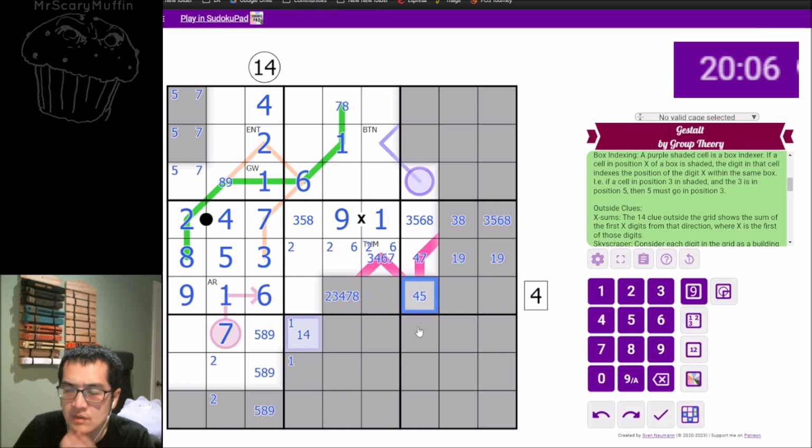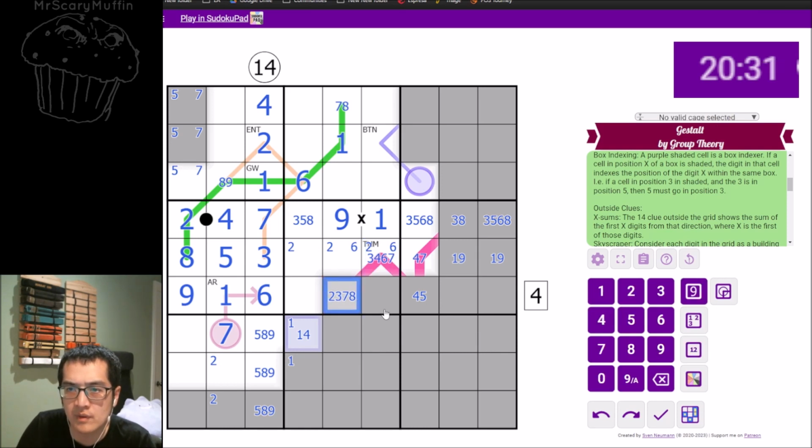Actually, it can't be a 6 at all. Does that affect our 4 number? No, it doesn't. So 4, 5, 6 or 7, 7 or 8, 8, 7, 8, 7, 5, 4.